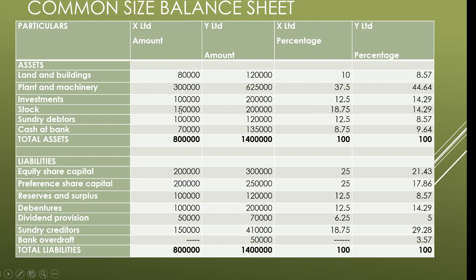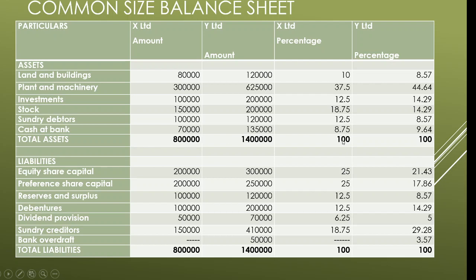Stock 1,50,000. 1,50,000 divided by 8 lakhs into 100, that is 18.75%. Sundry debtors 1 lakh. 1 lakh divided by 8 lakh into 100, 12.5%. Cash at bank 70,000 divided by 8 lakh into 100, 8.75%. So first we have taken the total assets, that is 8 lakhs.